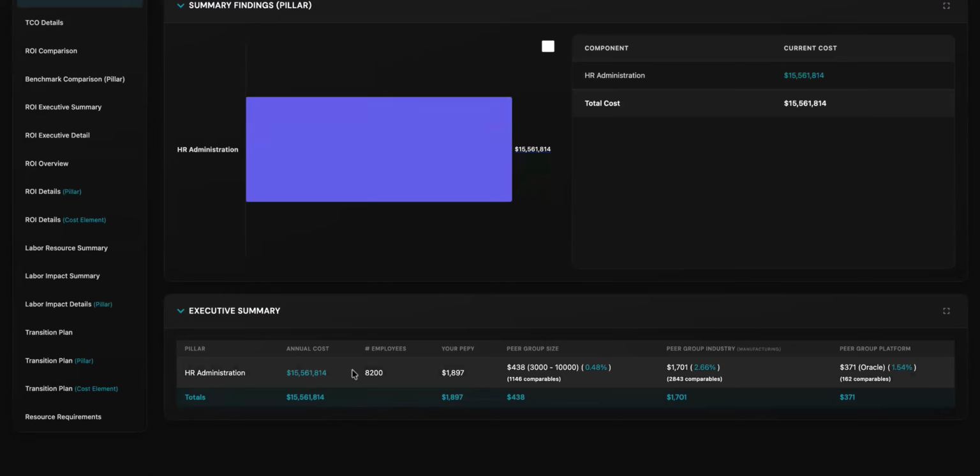So we'll take our total cost, divide by total employees, figure out what our per employee per year cost of HR is. We're looking in this case at 1,146 companies that are in the same size range as 3 to 10,000. Here are 2,643 companies that are in manufacturing, like this organization. And then we also have 162 companies that are using Oracle for payroll, like this organization. And we can see what the various costs are versus what their per employee per year is.